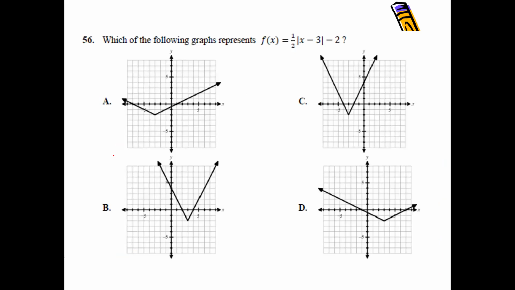All right, number 56, you guys, we're almost there. Which of the following graph represents this? First, I'm gonna have you guys write down here is going to be f of x is equal to plus or minus a x minus h plus k. So you want to write that down so I can tell you where things are going, the direction it's going, etc.